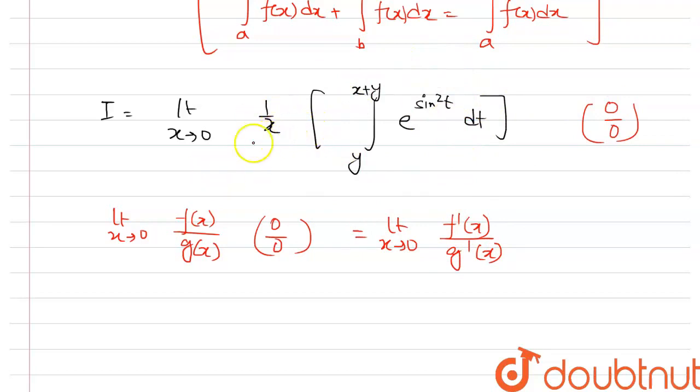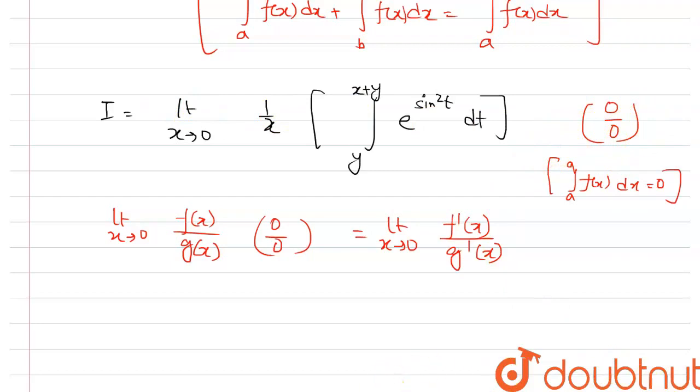Now how is fx 0 when x tends to 0? When we put x equals to 0 here, the limit of this integral will be from y to y, and we know that integration from a to a fx dx will be equals to 0. So similarly, when x equals to 0, this integral will be equals to 0. Also at x equals to 0, this x will be equals to 0. So we can say that this I is of the form 0 by 0.